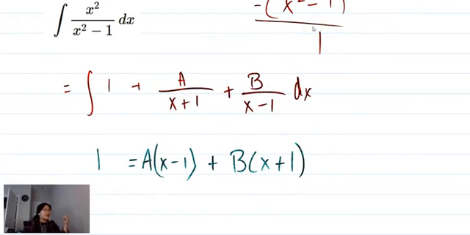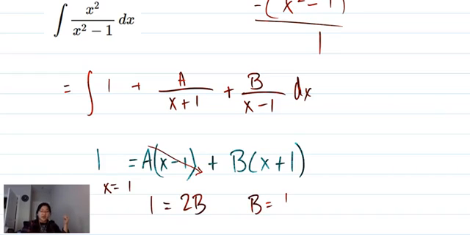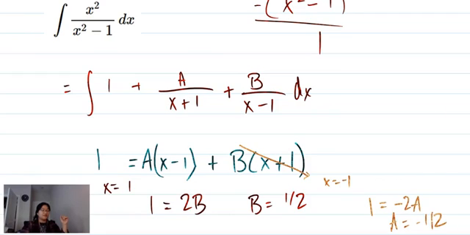That means that when we let x equal 1, this goes away, 1 equals 2b, so b is a half. And when we let x equal negative 1, that cancels. So then we get 1 equals negative 2a. So then a is negative 1/2. So here is negative 1/2, and this is positive 1/2.